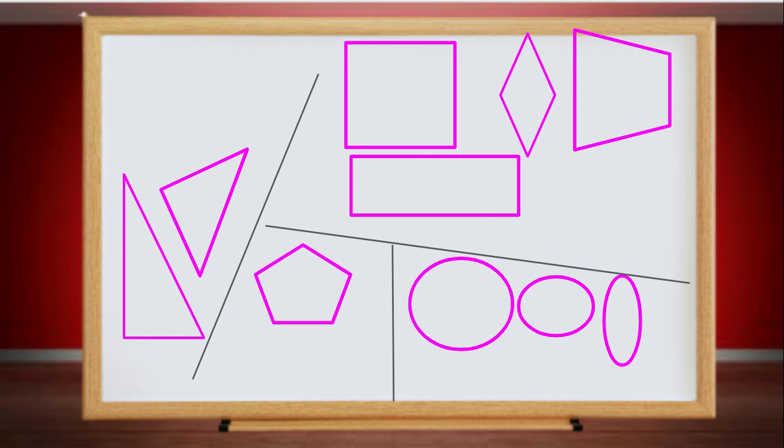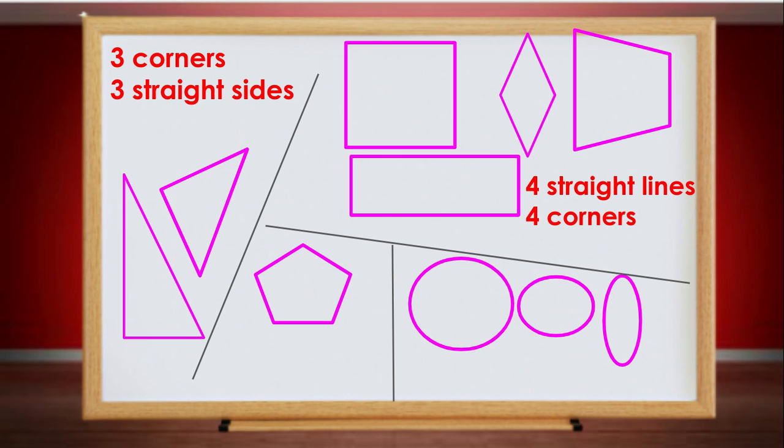All right. So I started sorting these shapes. Couldn't wait to sort them. So let's look at the first group on the left. I noticed that these two shapes have three corners and three straight lines. So they're going to be in one category. They're going to be in one group because they're the same. Now let's look at the top one. These all look different, but actually they have the same attributes. All of them have four straight lines and four corners.